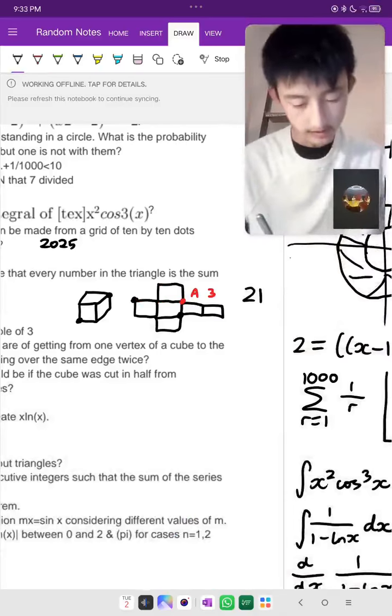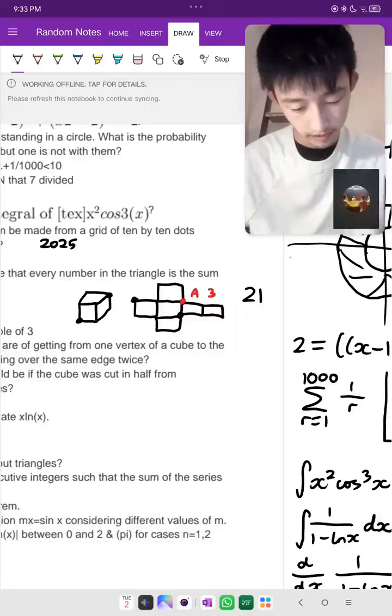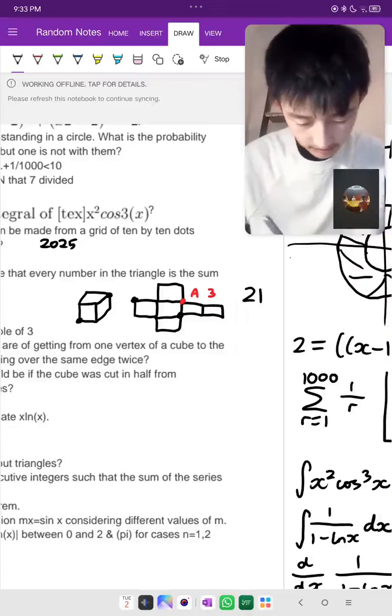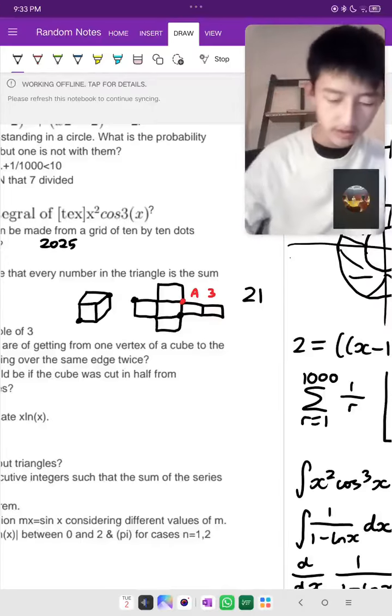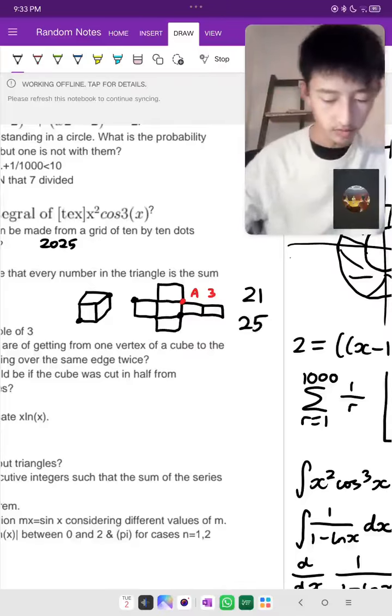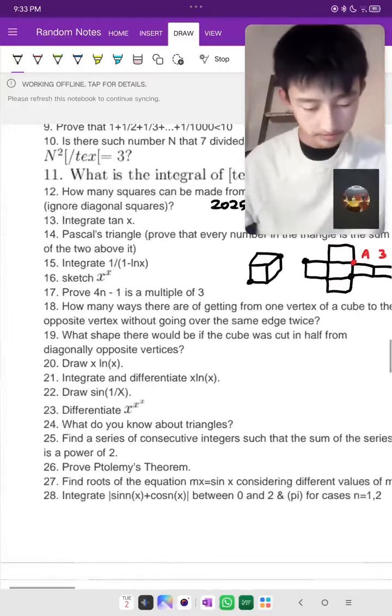Now I need to consider paths where I don't go through A. That's going to have 1, 2, 3, 4 paths. I think my answer should probably be 25 then.